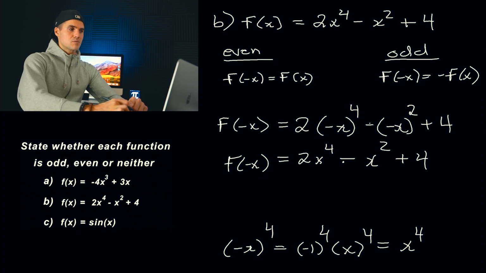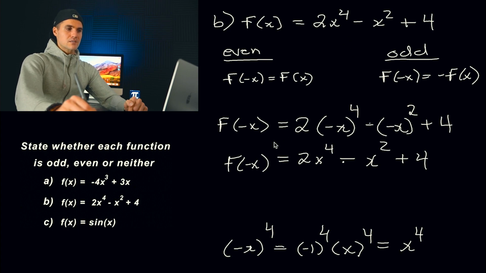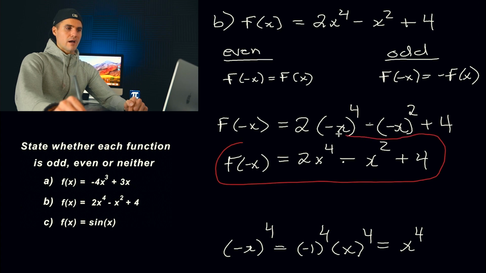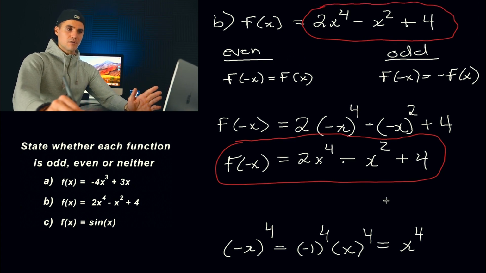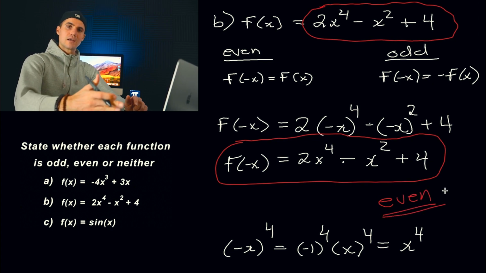So what's the first thing we check? Does f of negative x equal f of x? And notice that in this case, it does, right? F of negative x, what we just simplified this to, is equal to the original function, and therefore we know that this function is even.